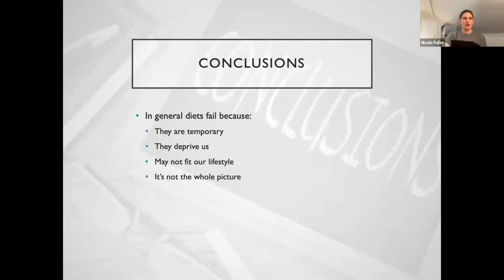So conclusions, to wrap it up, in general, diets fail because usually you're doing it just temporarily. They can make us feel deprived so that when you go off of it, or when you have something that's not on the diet, you tend to overeat because it hasn't really taught you anything. Some of these diets just might not fit into our lifestyle, especially long term. And it's really not the whole picture. Again, sometimes people pick and choose what they want from the diet, thinking it's going to work for them.